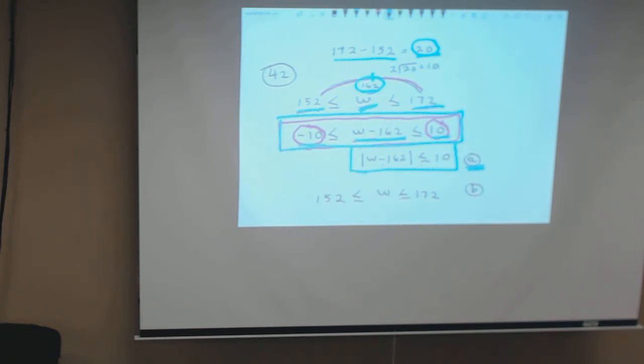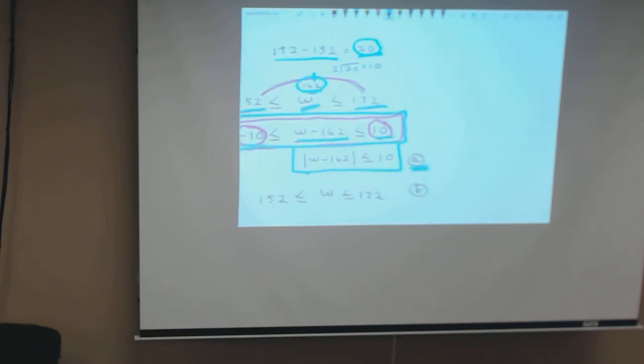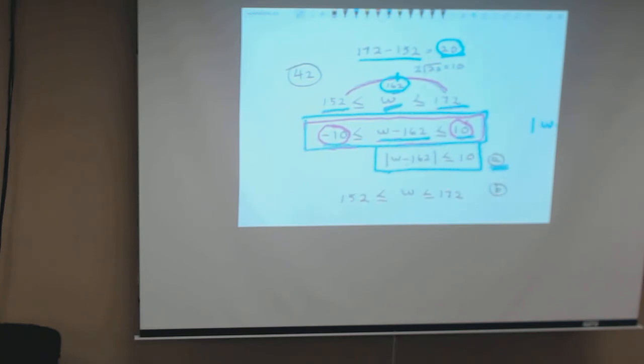Just take the absolute value. Just go out here and write the absolute value of W minus 162 is less than or equal to 10. See that? Because that absolute value is what lets you go 10 or negative 10. So I can have this weight minus 162, the average, can either be less than 10 or greater than negative 10.